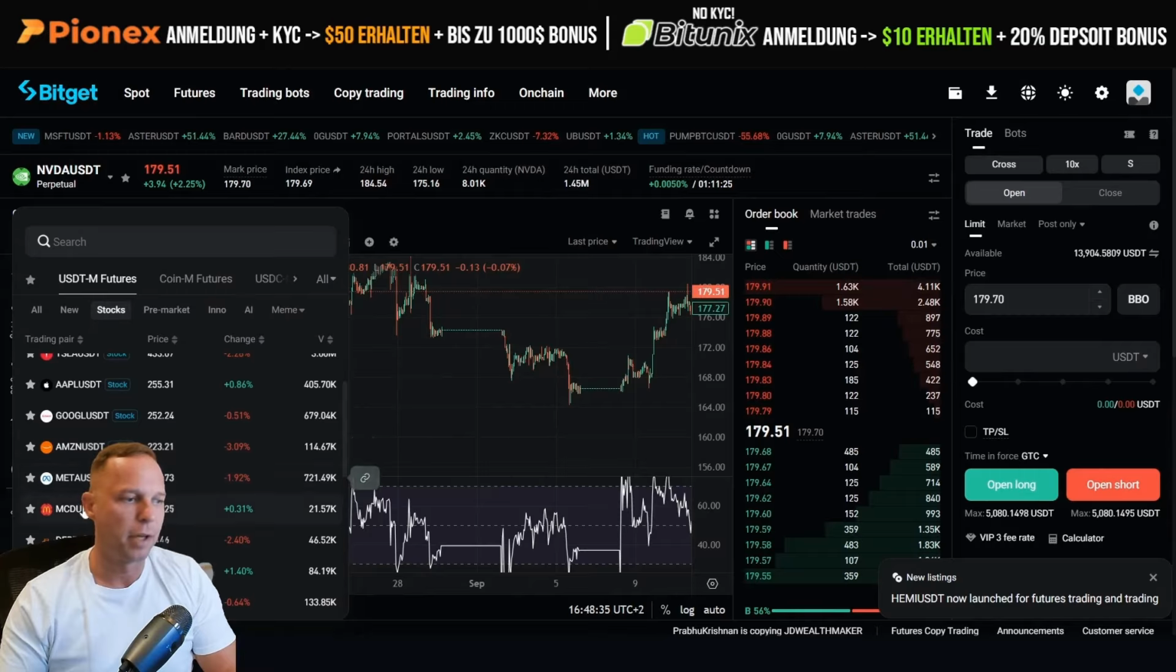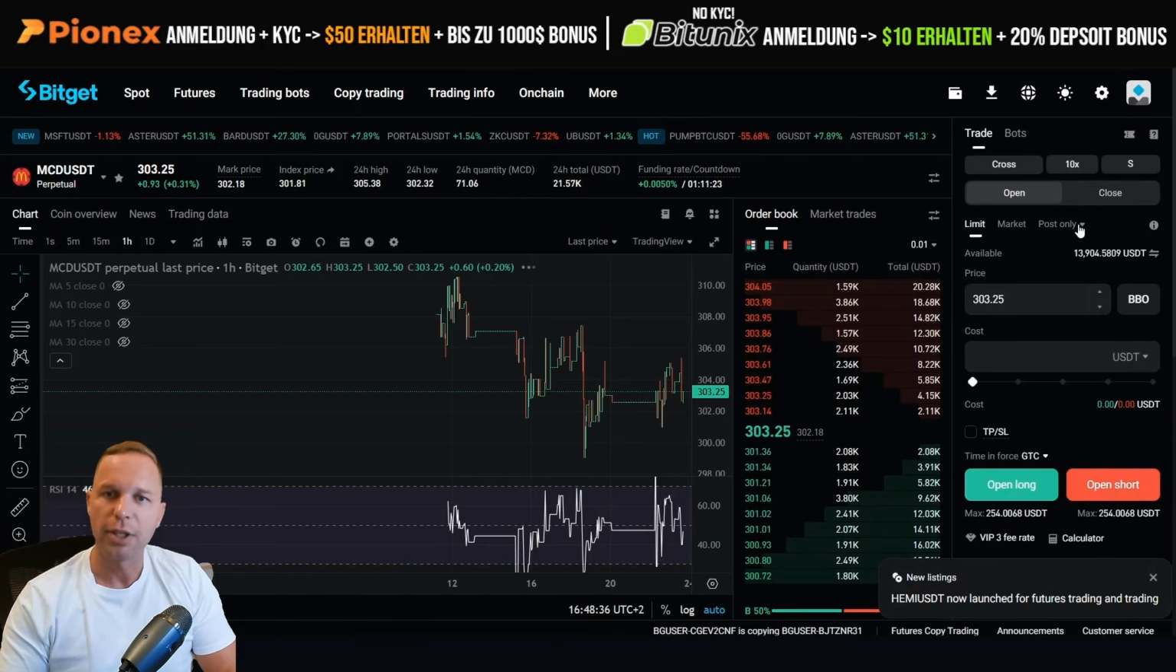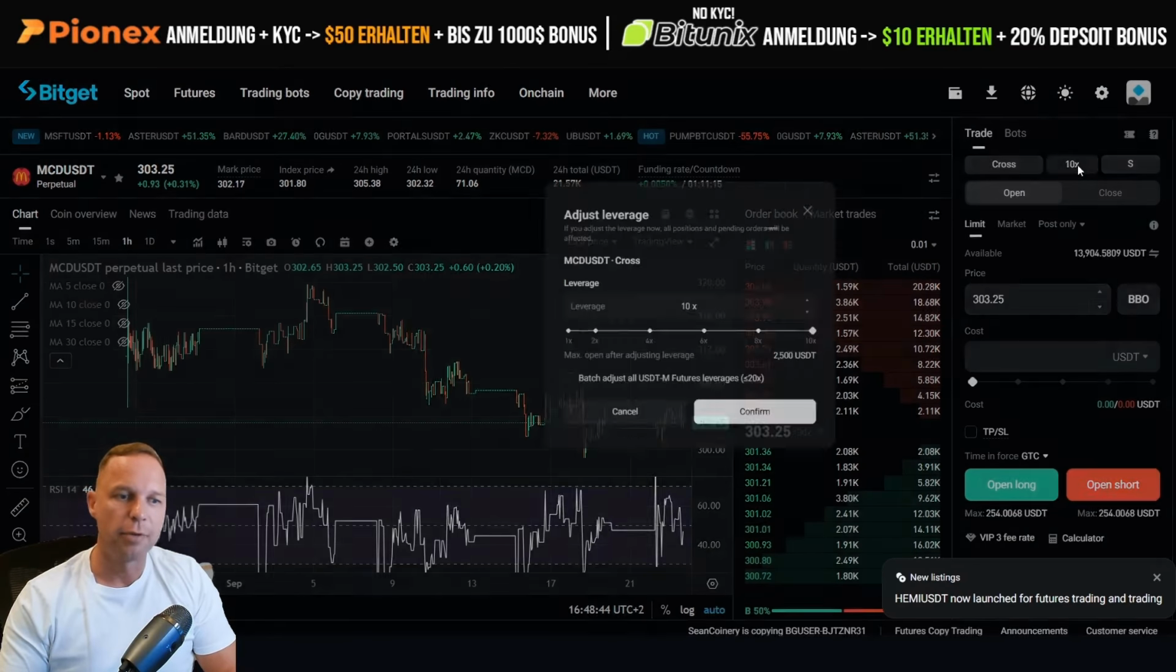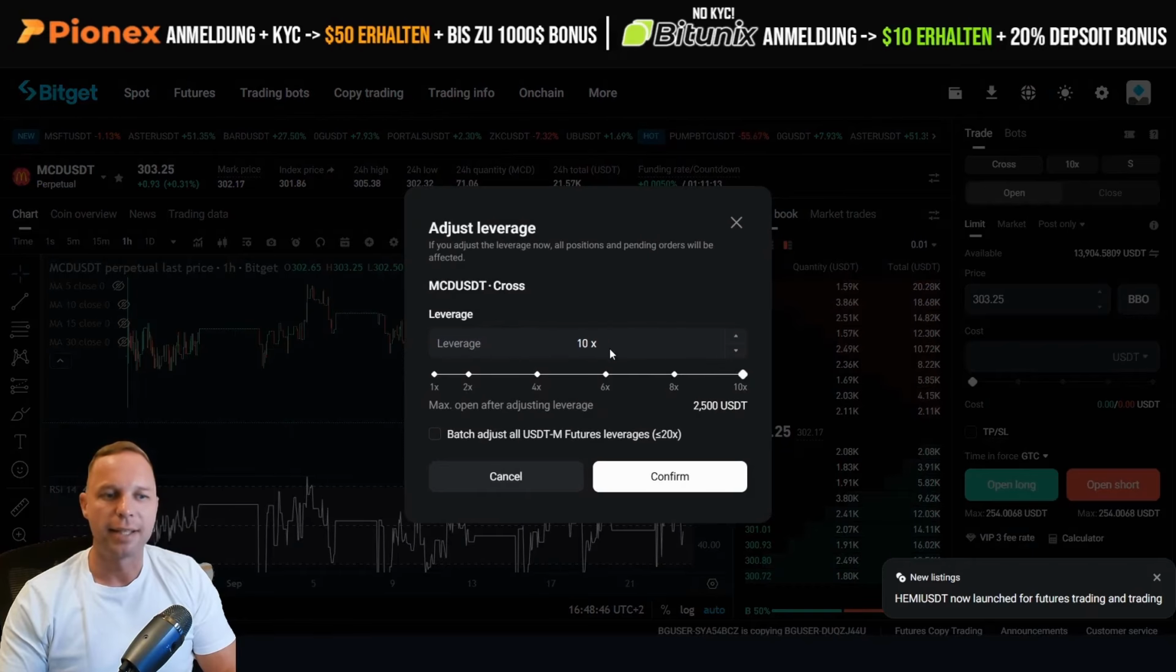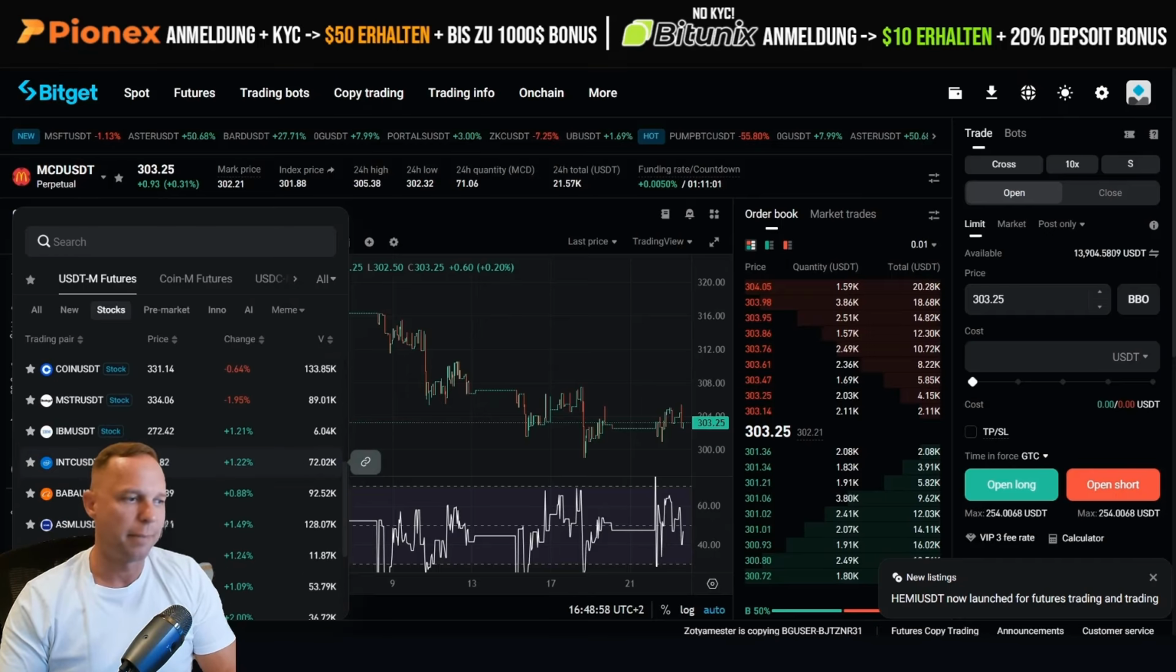Maybe let's take McDonald's as an example and go in here, and we also see the 10 times leverage here. And in this case, the 10 times leverage for McDonald's, for example, is the maximum you can use with a stake of $2,500.